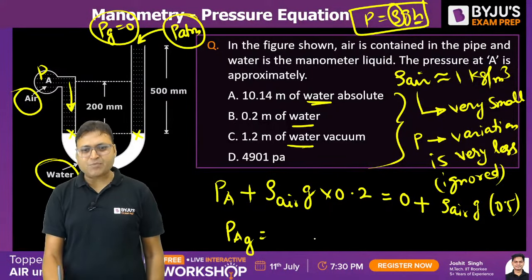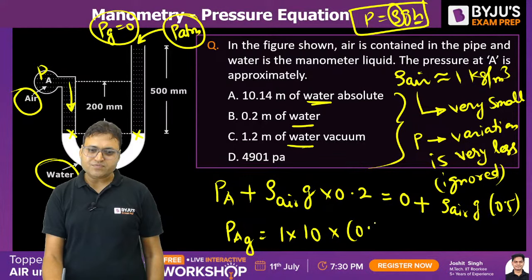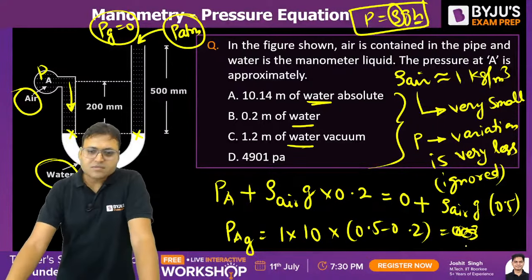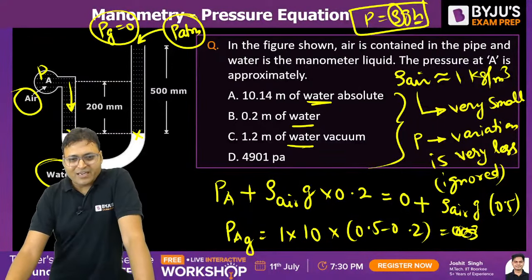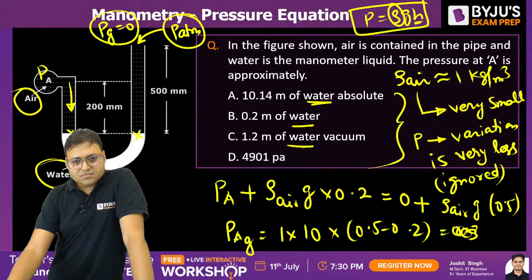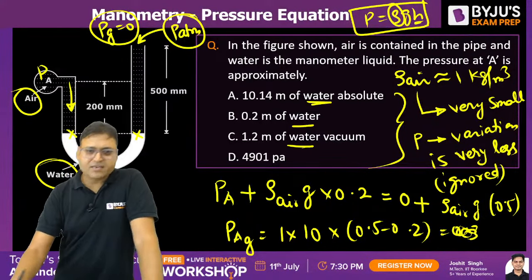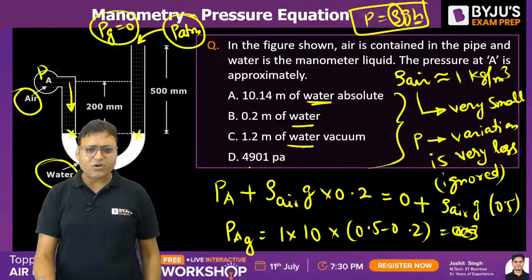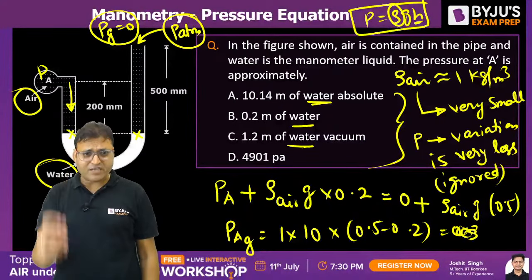This will give you the gauge pressure. So density of air into G, let me take it as 10, into 0.5 minus 0.2. How much is that? 0.3. 0.3 into that. So gauge pressure will be... are you getting option D? 4901 Pascal. How are you getting 4901 Pascal?